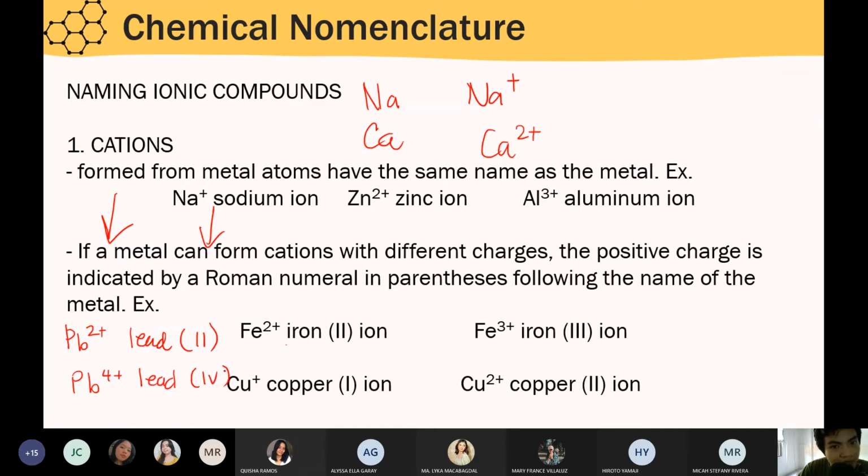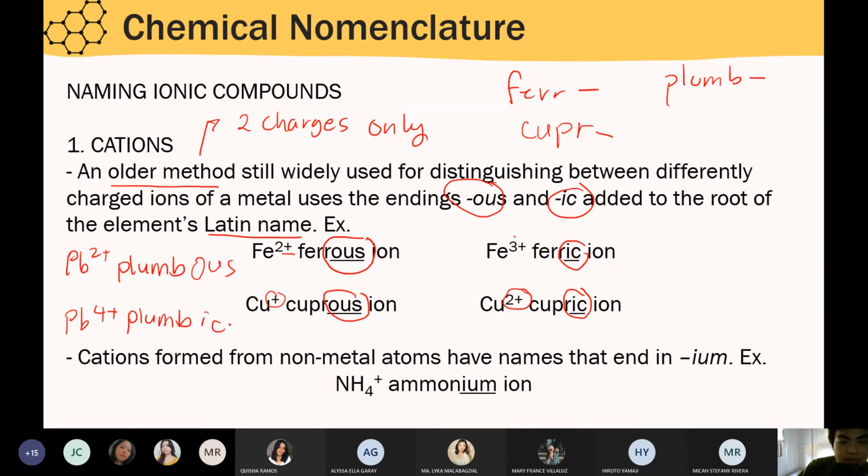However, we still have to remember that we see these names in medicines. Especially in pharmacy, they use this method. If you are anemic, probably you might have taken ferrous sulfate. The ferrous there refers to Fe2 plus. So this method is used mostly in pharmacy. If you have pharma friends from other universities, they are very familiar with this method.